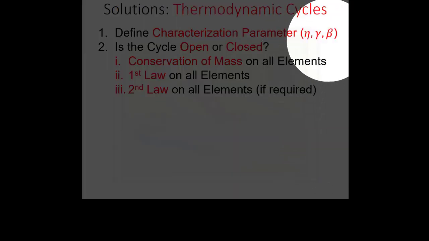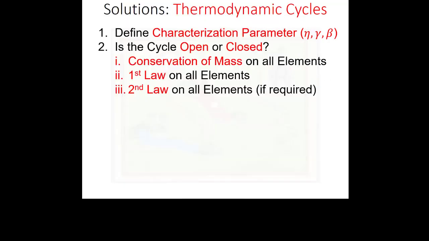Right? But if it's a coefficient of performance, for heat pumps we'll get gamma, and for refrigerators we'll get beta. We talked about that a little bit in the ideal sense. That's something that you might see on the midterm tomorrow, but we won't talk about that in terms of a cycle analysis, component by component, until next class, right?